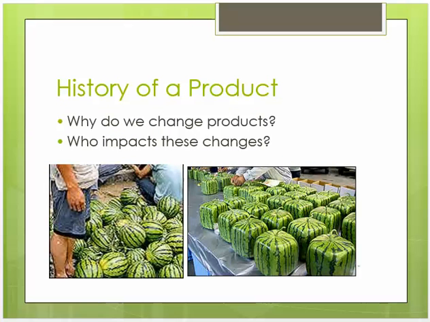Why do we change product? Who impacts these changes? Well, one of the things I want you to see is that here in the bottom left, these are obviously watermelons. But if you go to Japan, you're going to see a lot of watermelons like this. The reason they are being grown like this is because they take up less space. It's easier to pack, it's easier to transmit, or to haul different places. It's just a much more meaningful way of getting things done.